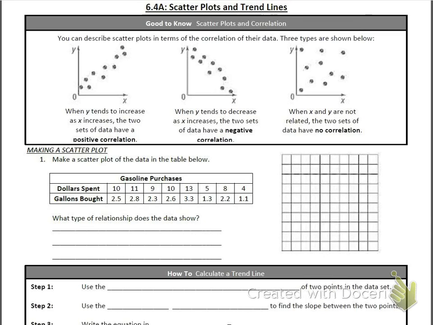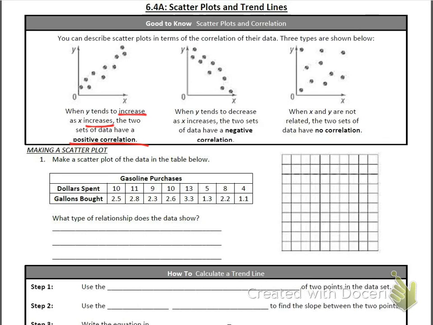Scatter plots. So it's basically looking at bivariate data, or data with two pieces represented as ordered pairs. So I put 3 scatter plots on your notes for you at the very top. And the way that we describe scatter plots are by their correlation, or the correlation that they show. So when y tends to increase as x increases, that is called a positive correlation. So x is increasing and y is increasing, so it's positive.